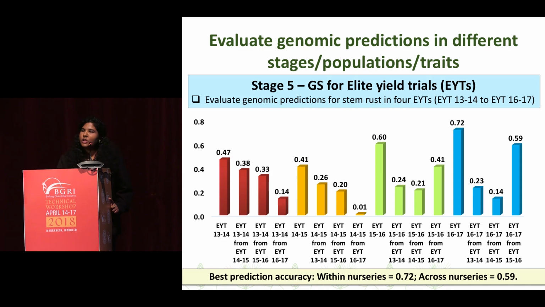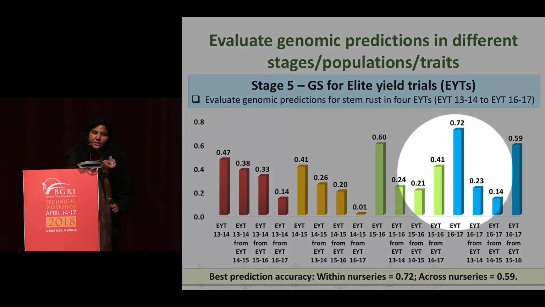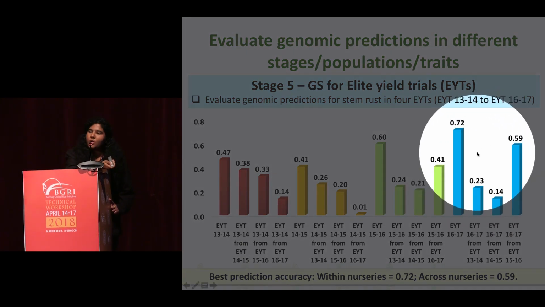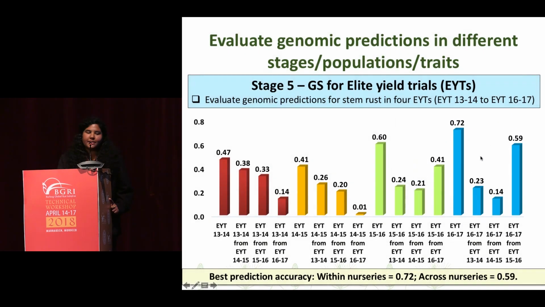And stem rust being not so much influenced by G by E, you can see for this recent year that we have very promising accuracies. When you do cross-validation, you get about 0.7, and when you predict using a previous year, your accuracies are close to 0.6. And I would say that this is a real success of genomic selection for stem rust.